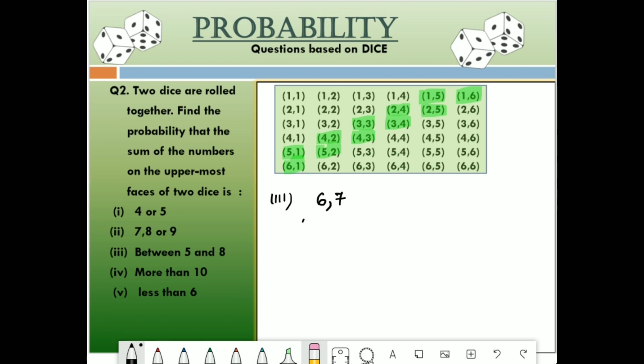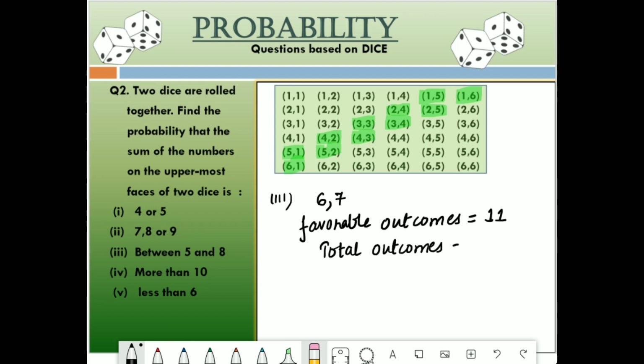Now we have favorable outcomes. Favorable outcomes is equal to 1, 2, 3, 4, 5, 6, 7, 8, 9, 10, 11. And total outcomes is equal to 36. Using formula for probability, we can write our answer as 11 divided by 36. So that's the final answer.